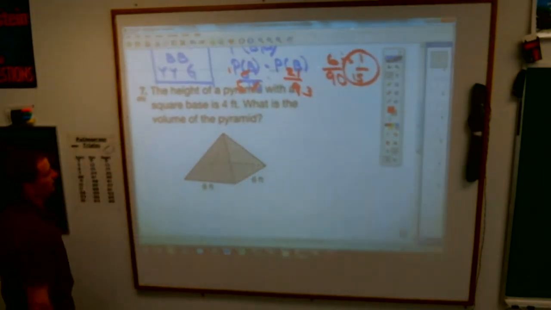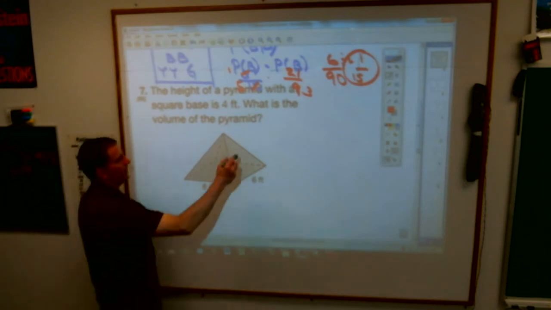The height of the pyramid with a square base is 4 feet. What's the volume?